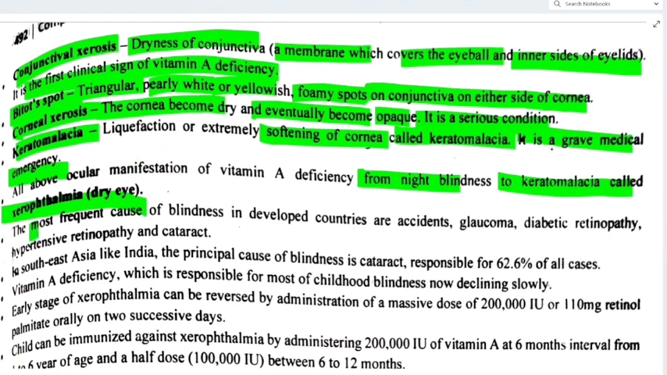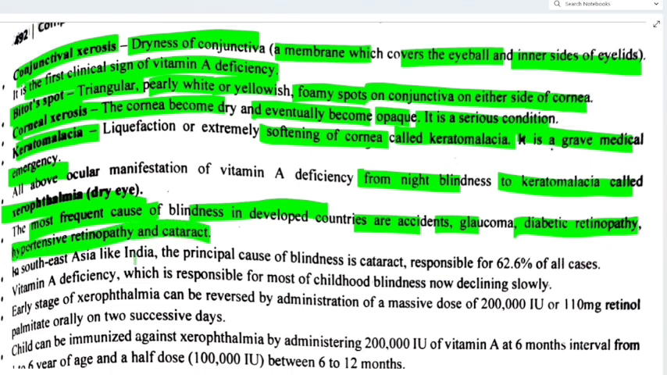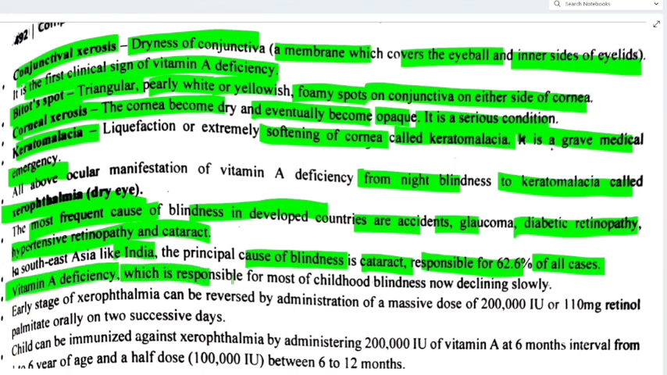The most frequent causes of blindness in developed countries are accidents, glaucoma, diabetic retinopathy, hypertensive retinopathy and cataract. In Southeast Asia, like India, the principal cause of blindness is cataract, responsible for 62.6% of all cases. Then vitamin A deficiency, which is responsible for most of the childhood blindness, is now declining slowly.